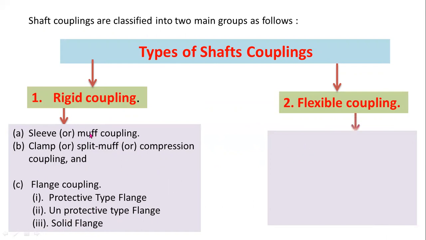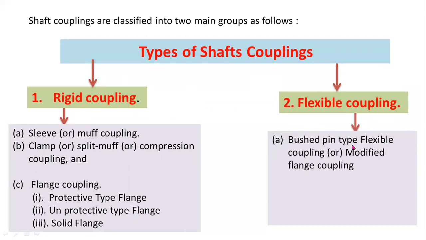Now flexible couplings are classified into bushed pin type flexible coupling, also known as modified flange coupling, and second one is universal coupling. Universal coupling or hooks joint are examples for flexible couplings. Third one is the Oldham coupling. So these all are examples for flexible couplings.